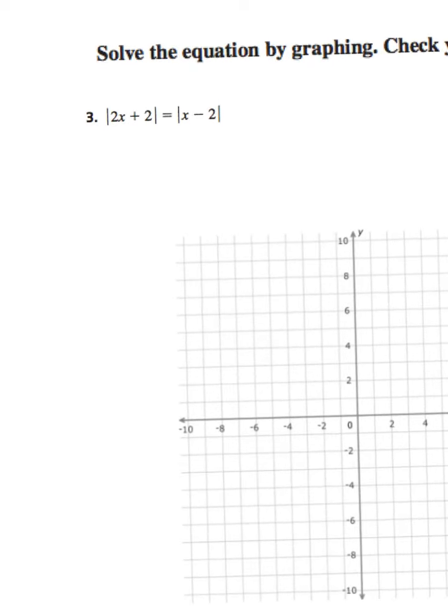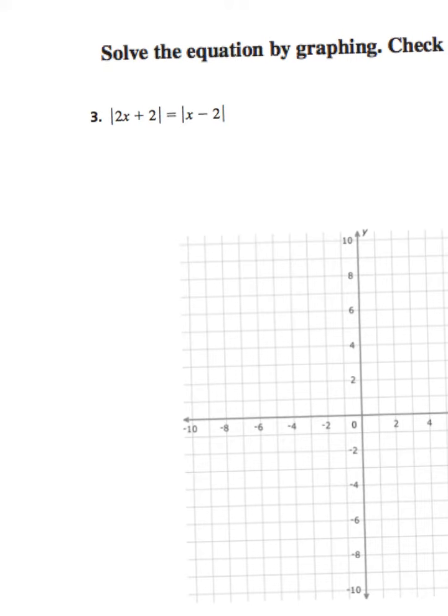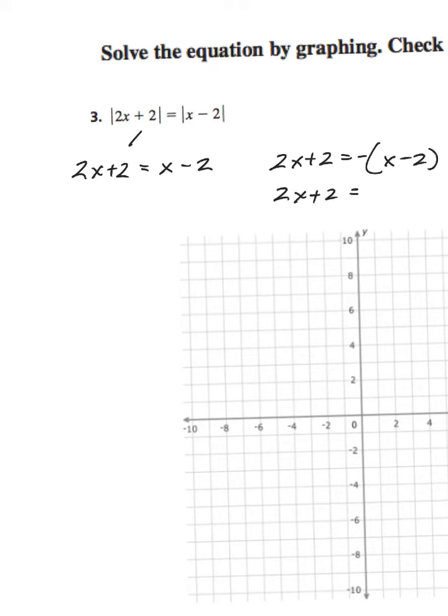Okay, first off, Ryan, can you tell me the 2 equations that are going to come from this inequality? 2x plus 2 equals x minus 2, correct? All right, and then the next one is going to be the opposite, right? It's going to be negative x minus 2, so 2x plus 2 equals negative x plus 2. So those are my 2 equations, all right?